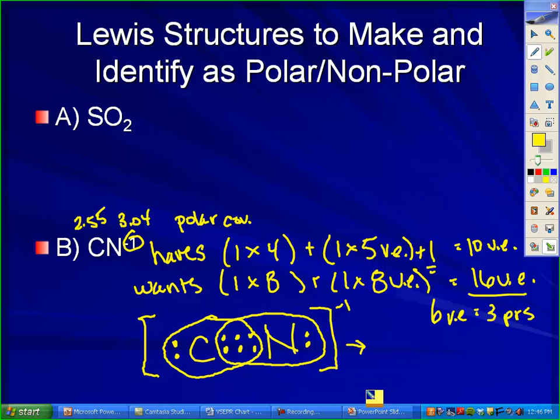Now let's take a look at the shape here. What we have is a central atom with only one atom attached. So we don't even really need to look at our VSEPR chart. If these electrons are getting as far away from these electrons as possible, that should be 180 degrees or a straight line. So this is linear. So when I draw this molecule, I'm going to draw a straight line like so.